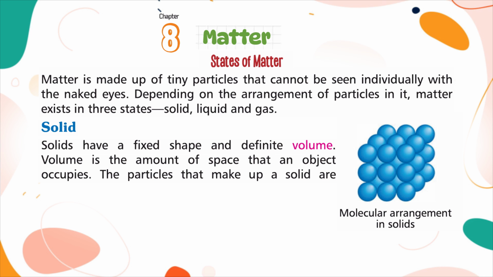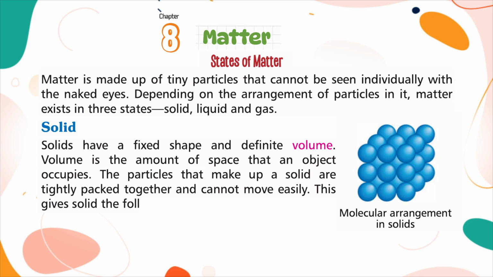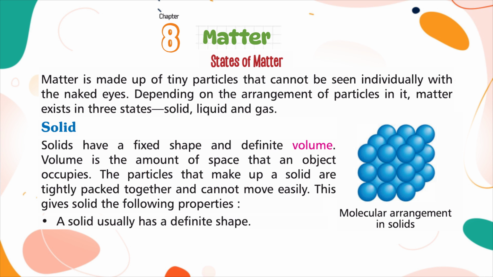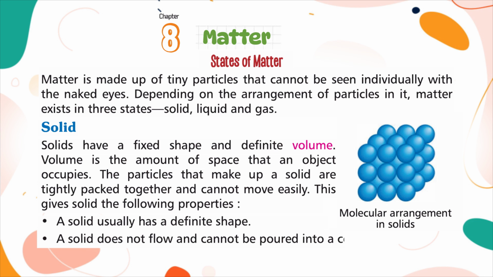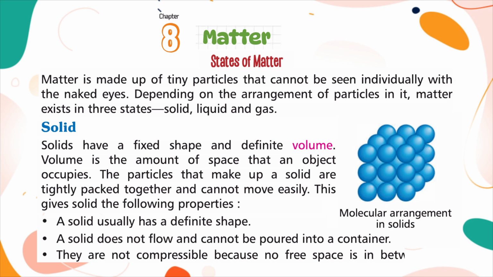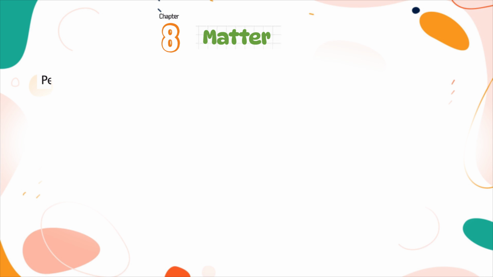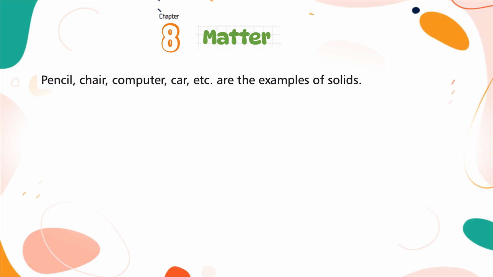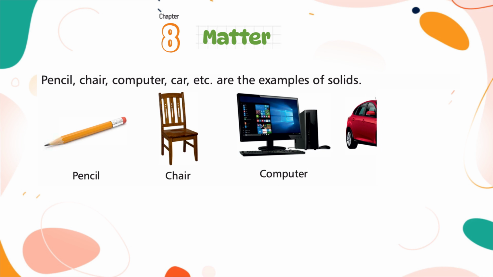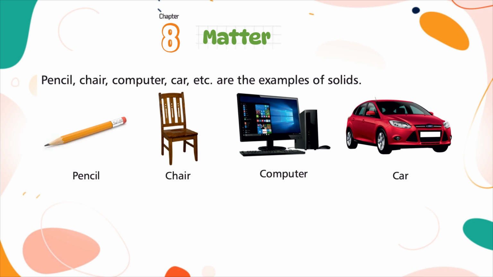The particles that make up a solid are tightly packed together and cannot move easily. This gives solid the following properties. A solid usually has a definite shape. A solid does not flow and cannot be poured into a container. They are not compressible because no free space is in between the particles. Pencil, chair, computer, car, etc. are the examples of solids. Molecular arrangement in solids.